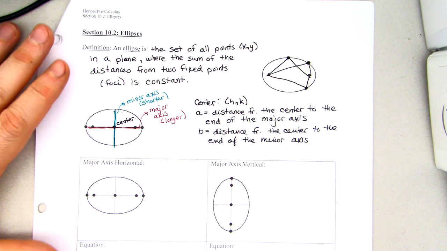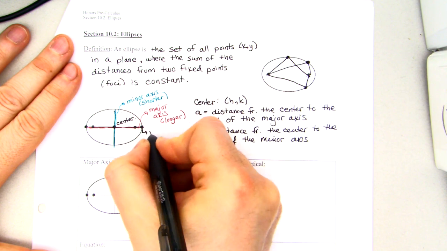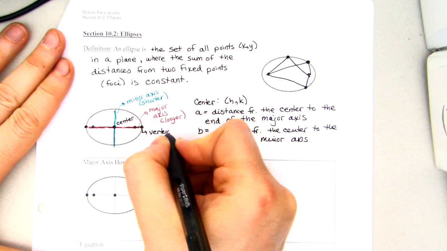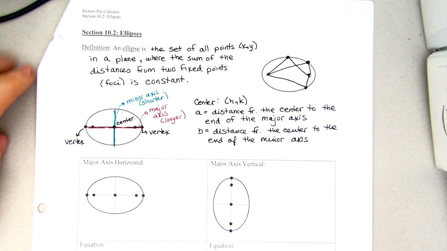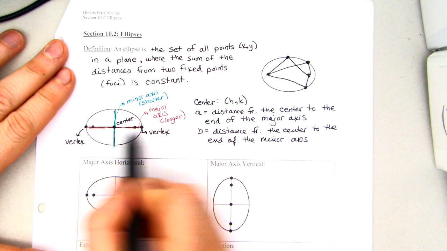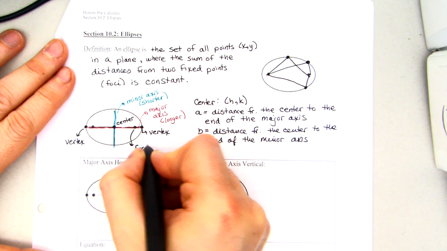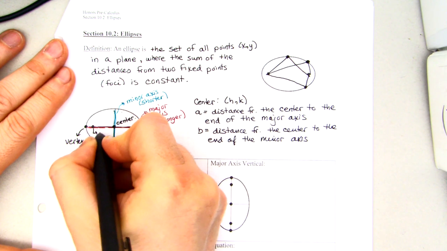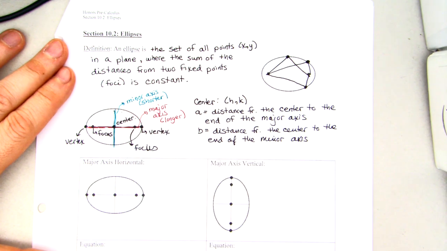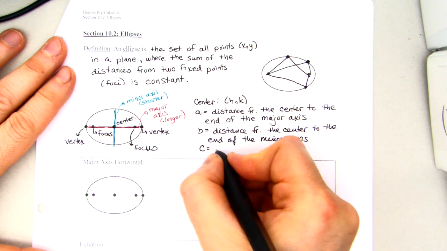A couple other important features over here. The points at the end of the major axis we call the vertices. So I have two vertices, one over there, one over there. There are two other points lying along that major axis. Those 2 points are our foci, which relate back to our formal definition of an ellipse. I have a focus over there, and I have a focus over there. And I'm going to create one other constant, c, which is going to be the distance from the center to the foci.